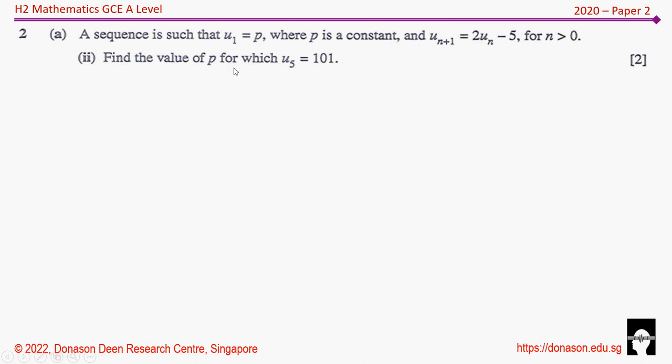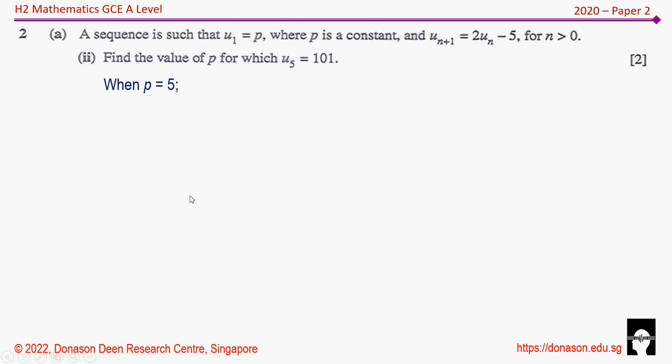Find the value of P for which U5 is equal to 101. Okay, just now we were given the values of P and we needed to find out what is the nth value, or as the term kept progressing. But now we are told to find back the value of P where U5 becomes 101. So of course, to do that we need to make use of the formula.